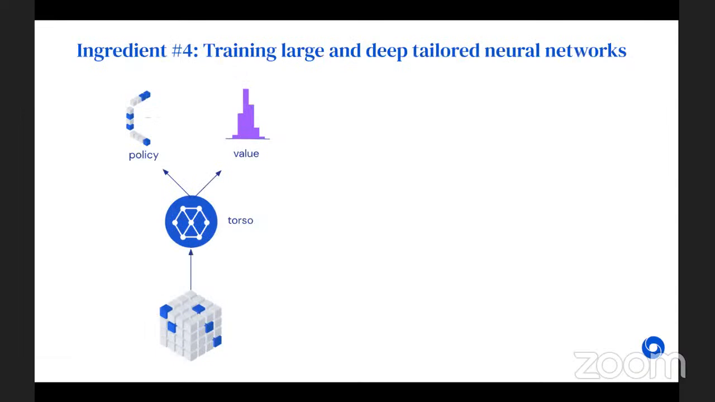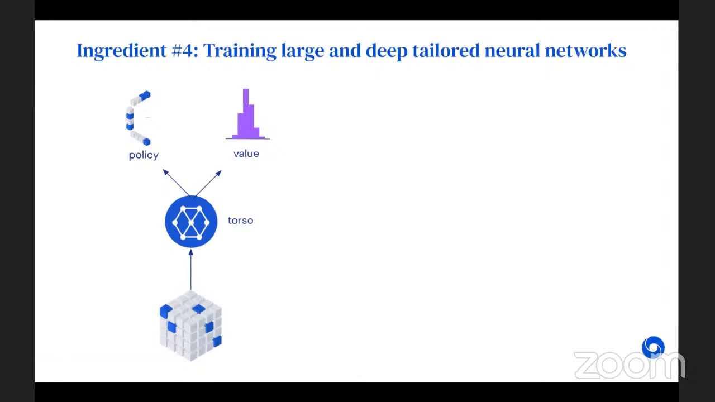The last ingredient I'd like to talk about is to train large and deep tailored neural networks. You remember that in the learner, we had this neural network that tries to predict the next move and the value. You could consider many different architectures for that, but the architectures really matter. If you consider a convolutional neural network, it just won't work because tensors don't have the same symmetries as a Go board, where spatial symmetry is very important. So you have to find architectures that embed the inductive biases of your problem.